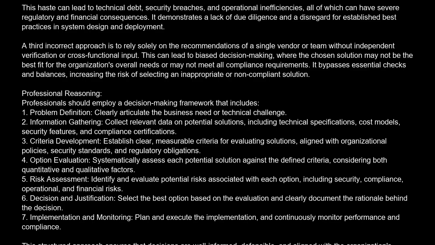Professional reasoning. Professionals should employ a decision-making framework that includes: 1. Problem definition. Clearly articulate the business need or technical challenge.